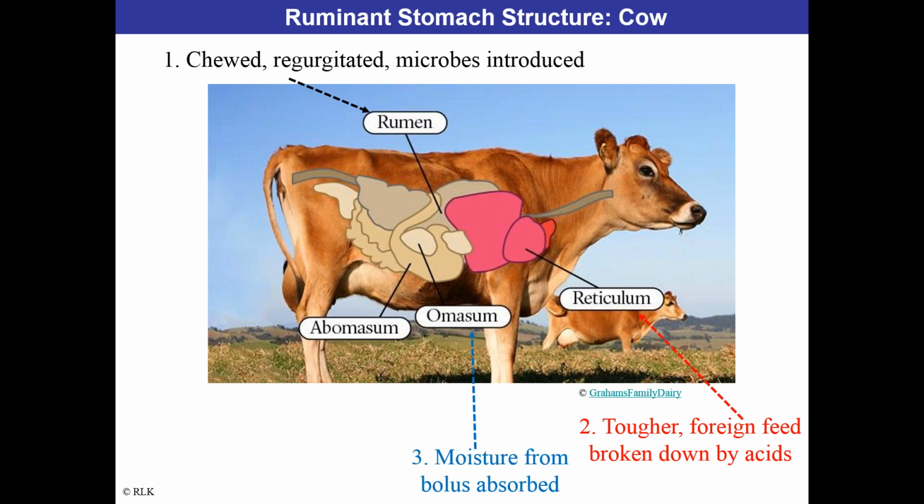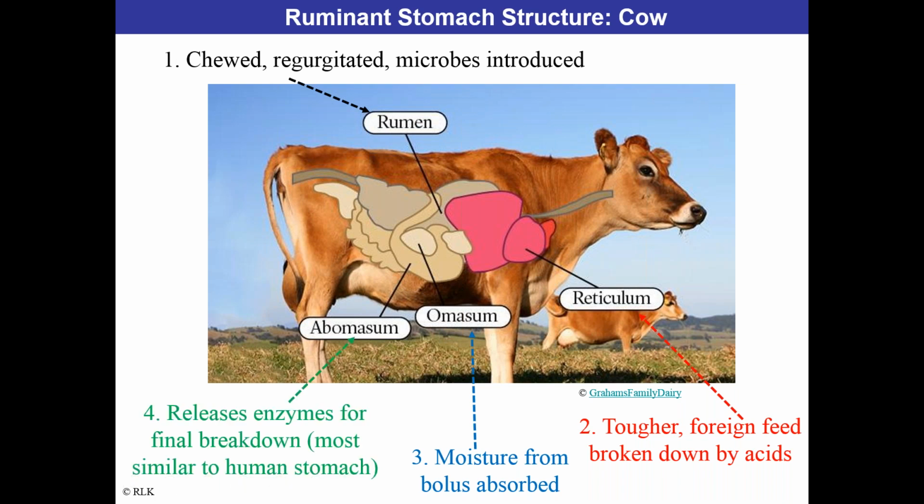In the omasum, here you have the moisture that is going to be absorbed from the bolus, and so now you're starting to form a bit of what's going to end up ultimately as stool-like material. And then right before it passes through, and the cow's going to continue on to process that food ultimately to completion and then elimination, there's going to be some additional enzymes that are going to be introduced in order to break down the rest of whatever that bolus has been introduced from the omasum.